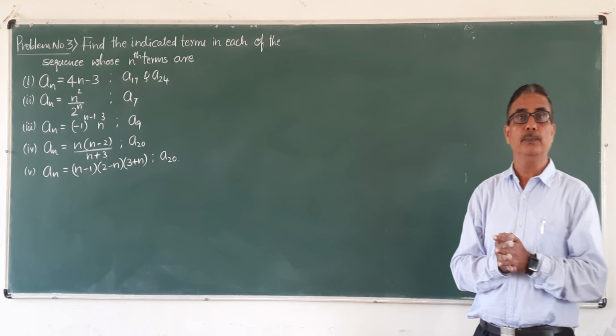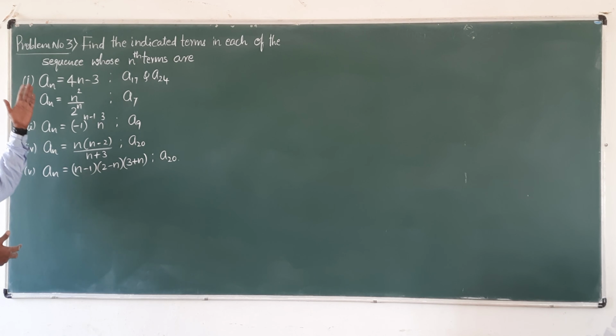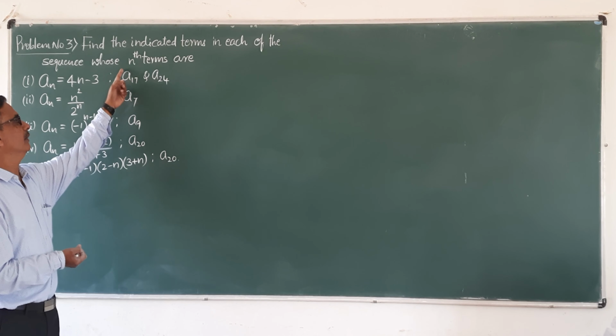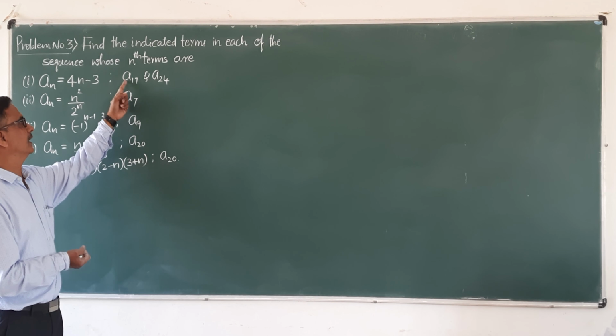Based on sequence and series and the arithmetic progression, let us solve some more problems. Now we have problem number 3. Find the indicated terms in each of the sequences whose nth terms are given. What are the indicated terms? To find A17, to find A24. Each question carries 1 mark. Important sums, they will ask in the final exam.